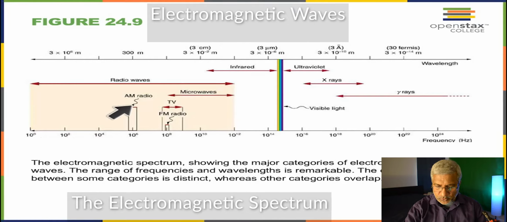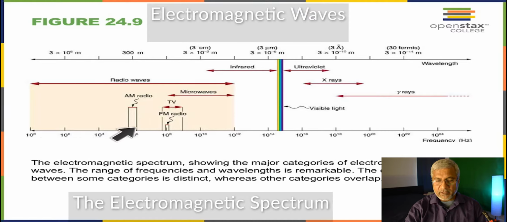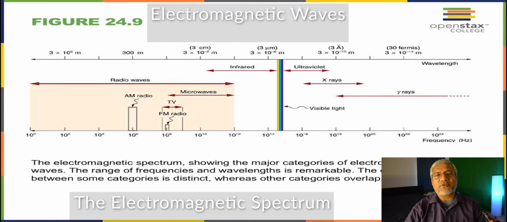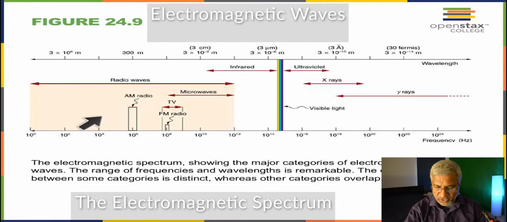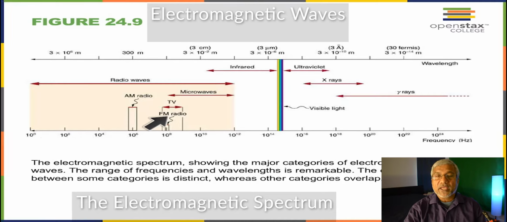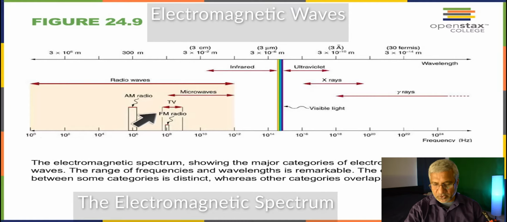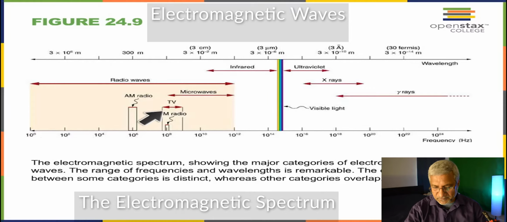And this is the bandwidth used for AM radio broadcasting. AM stands for amplitude modulation. We'll get there. And this is the bandwidth used for FM radio broadcasting. FM is frequency modulation. So there are two types of modulation. We'll be there in a minute.